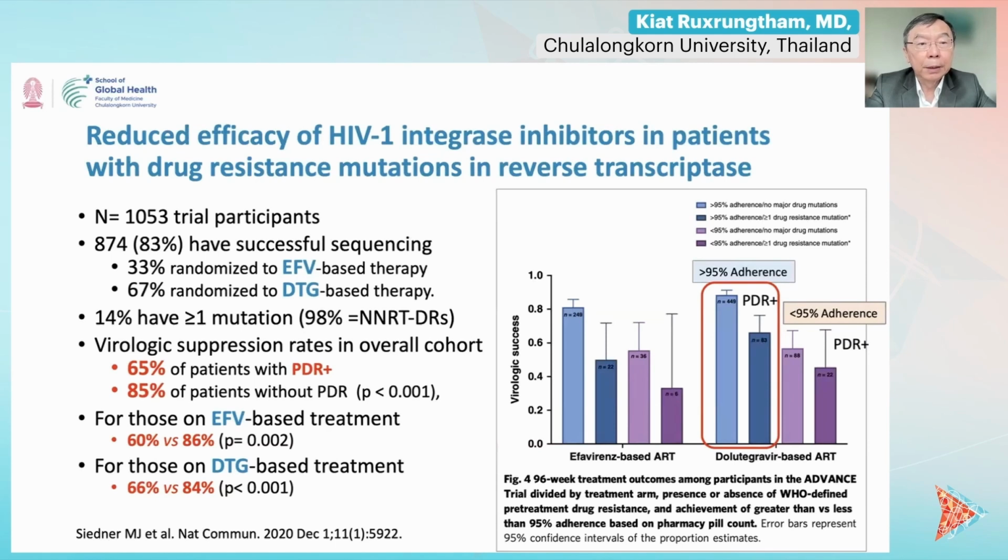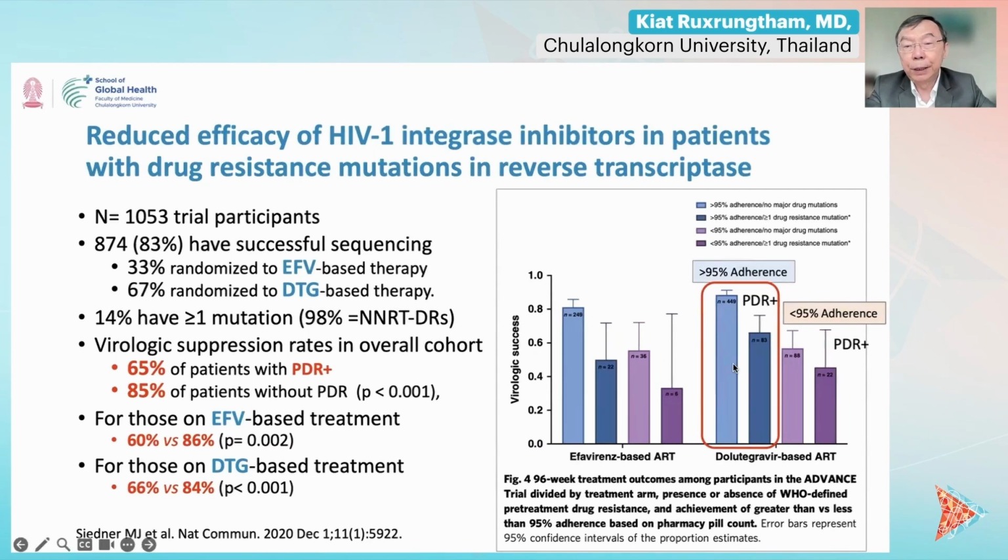And when they looked at the patients, regardless of adherence, with pre-treatment drug resistance, what they found is a lower 65% success rate of virological control compared with 85% of patients without pre-treatment drug resistance. And this pattern is similar when you look at efavirenz-based treatment or DTG-based treatment.